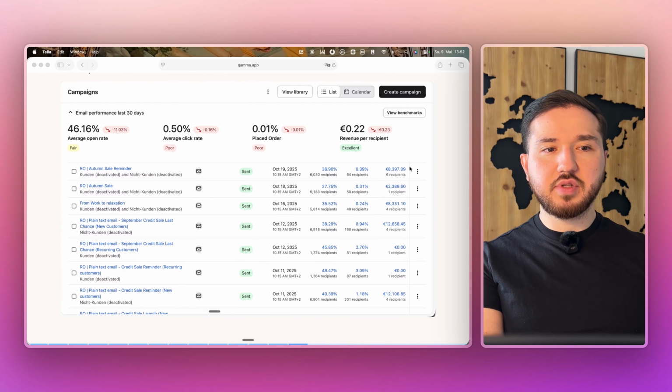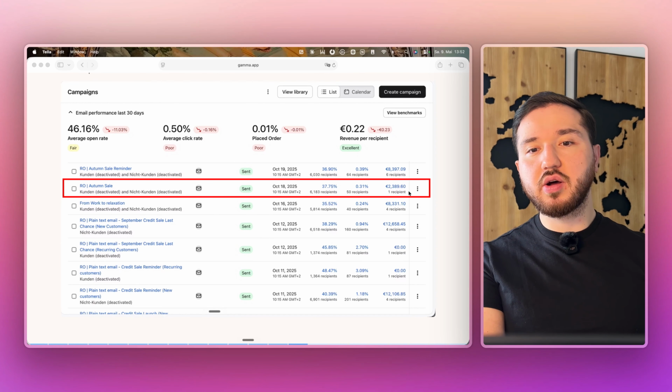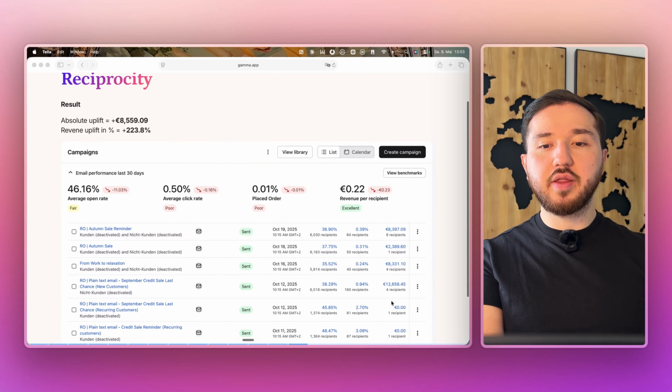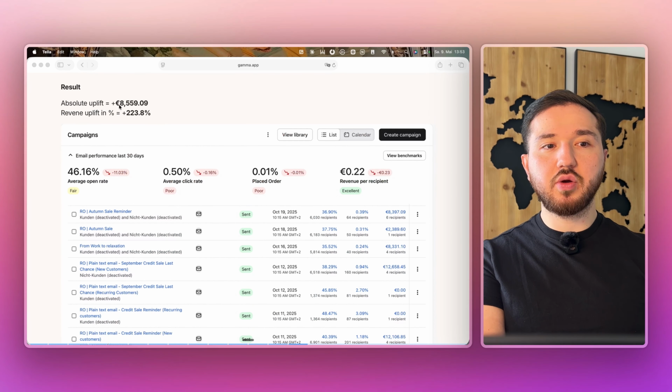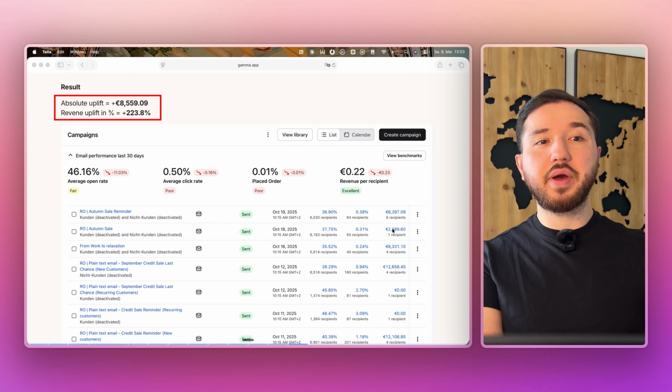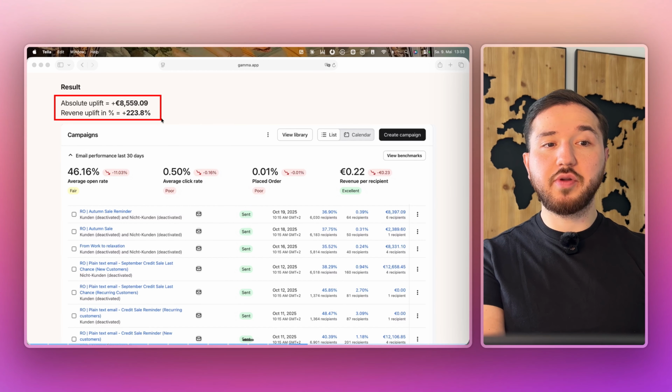And you can see that the typical sale emails were generating 2,000 to 8,000 euros, but this credit sale email campaign generated 12,000 here and another 12,000 here. So if we compare these two emails with the rest of the emails, we had an absolute uplift of 8,500 euros compared to the other email campaigns, and a 223% revenue uplift in percentage.